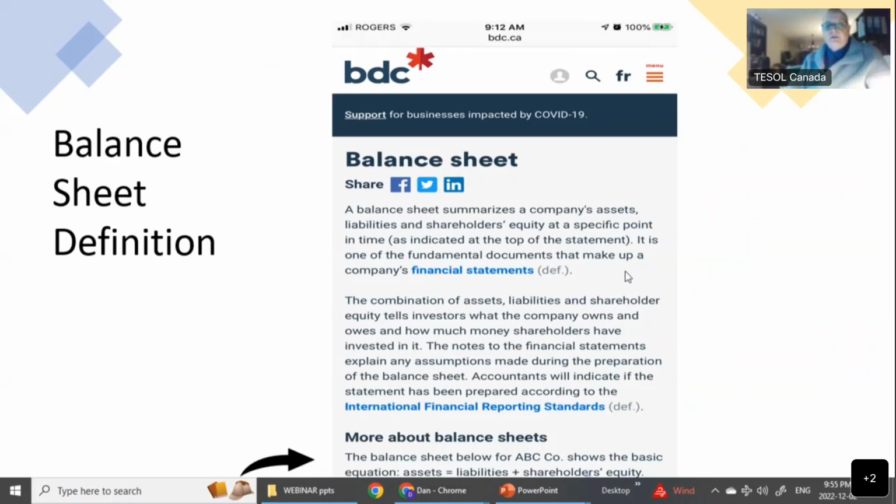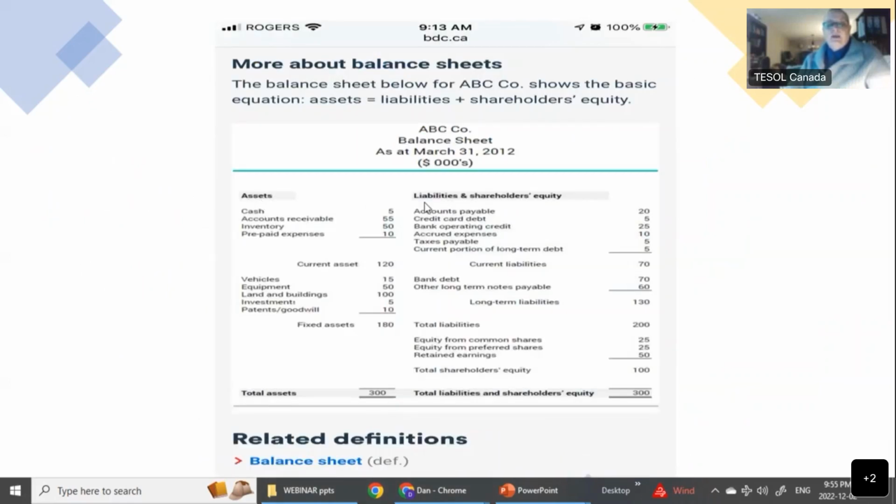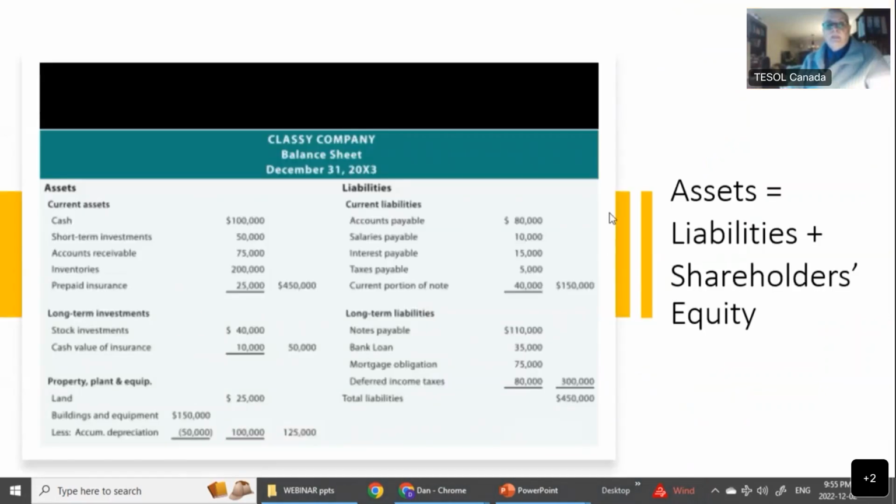Balance sheets show assets and liabilities. This is just different examples of it. The total assets must always equal the liabilities plus shareholders' equity. Shareholders' equity means the shareholders or the owners of the company have put cash into the company to help build it up. That shareholder equity is always listed on the same side of the balance sheet as the liabilities are.